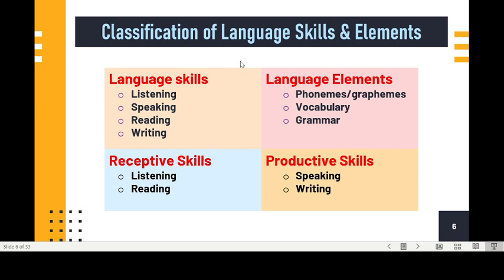Now this is just a reminder. There are four language skills: listening, speaking, reading, writing. There are three language elements: phonemes, the spoken sounds; graphemes, the written letters; and vocabulary and grammar. The skills can be classified into receptive skills and productive skills. The receptive skills are listening and reading. The productive skills are speaking and writing.